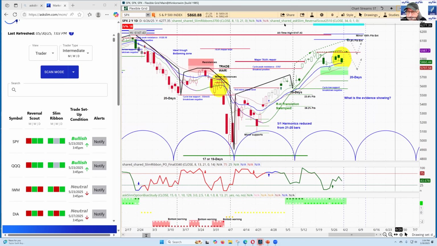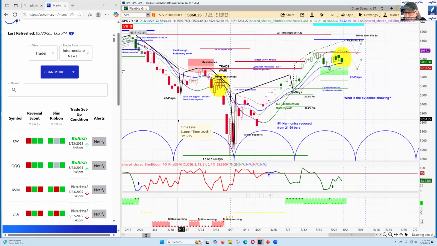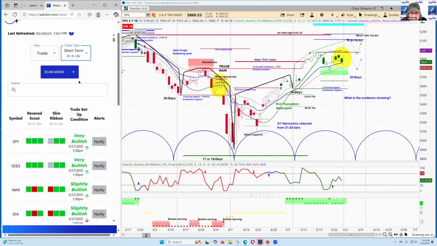Now we're looking at a very interesting condition. Let's first take a look over here at the short term, which is the representation of the daily. You see that these are very bullish. Our option bias indicator says bias on the long side. We had an upside momentum change right in here to the positive side again, saying that we're likely to get another upside impulse, which you see we got right up over here. And we have the slim ribbon still positive, though the reversal scout, which is more sensitive, is just starting to turn over right over there.